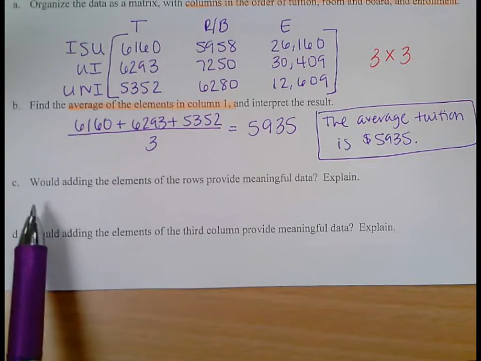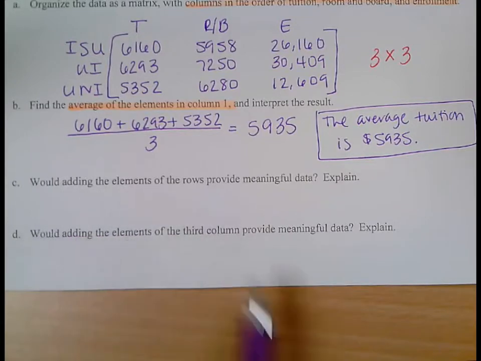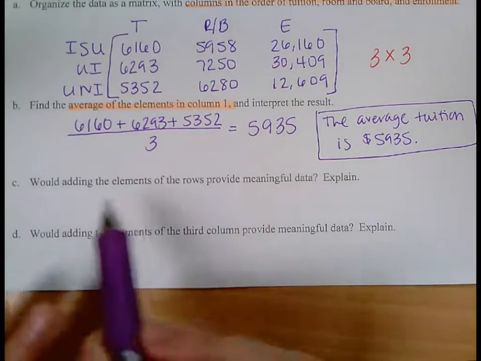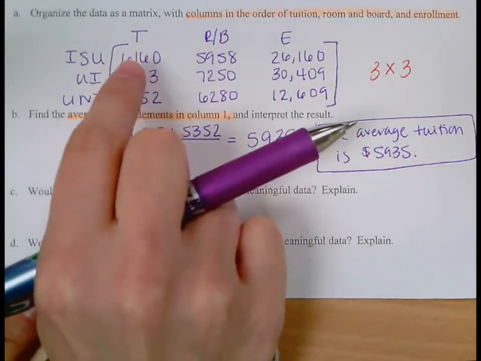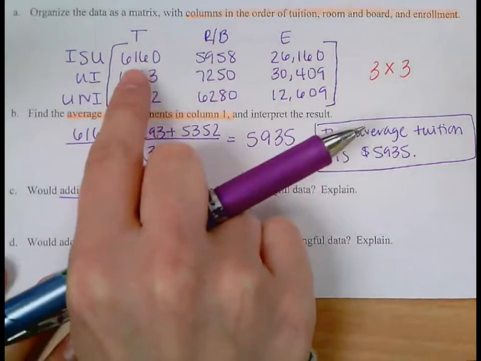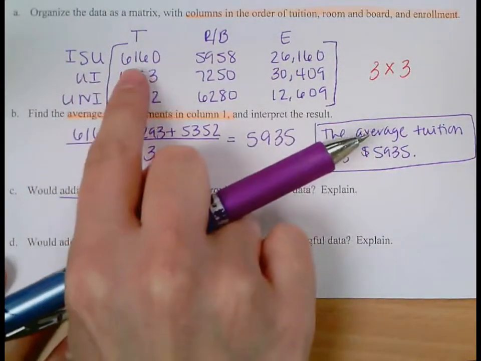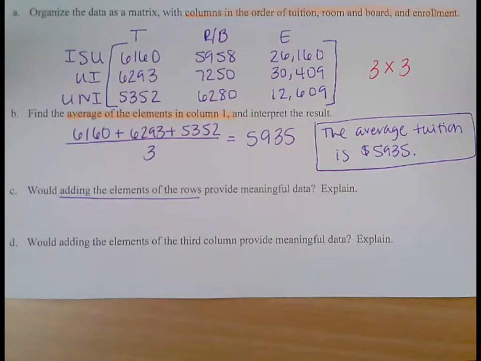So then in part C, this is asking, would adding the elements of the rows provide meaningful data? So rows are the horizontal. So would it make sense, is what this is asking. For example, in the first row, would it make sense to add those three numbers together? I saw some yeses and I saw some no's. Are there any reasons either way why it's yes or no? It would make sense or it would not make sense?